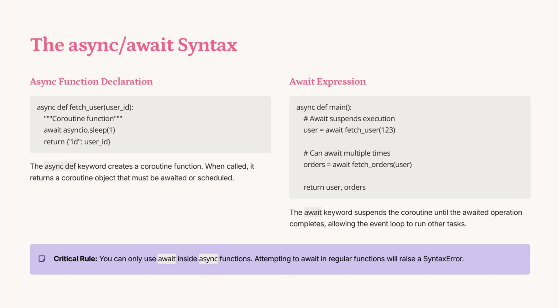The async/await syntax is crucial for defining coroutine functions. Using async def, you create a coroutine that returns an object requiring await. For instance, async def fetch_user_id awaits asyncio.sleep(1) before returning data. Remember, await expressions suspend execution, allowing other tasks to run, but must be used within async functions to avoid a syntax error.